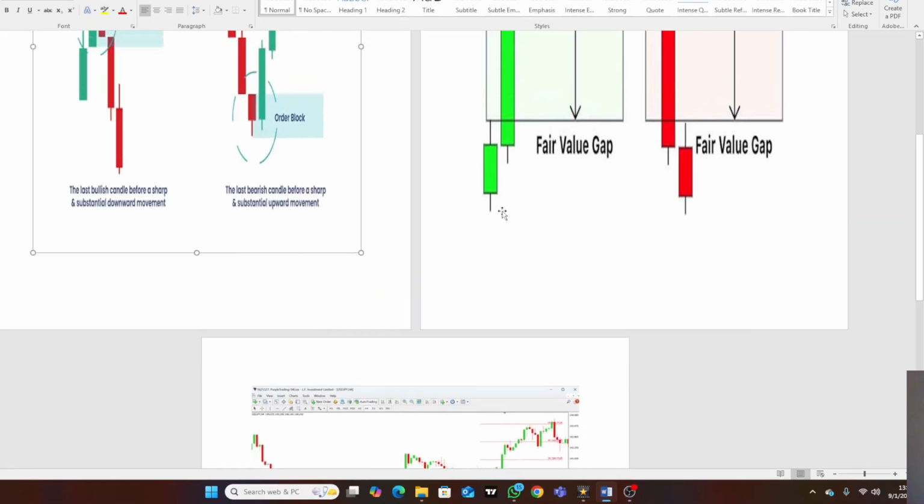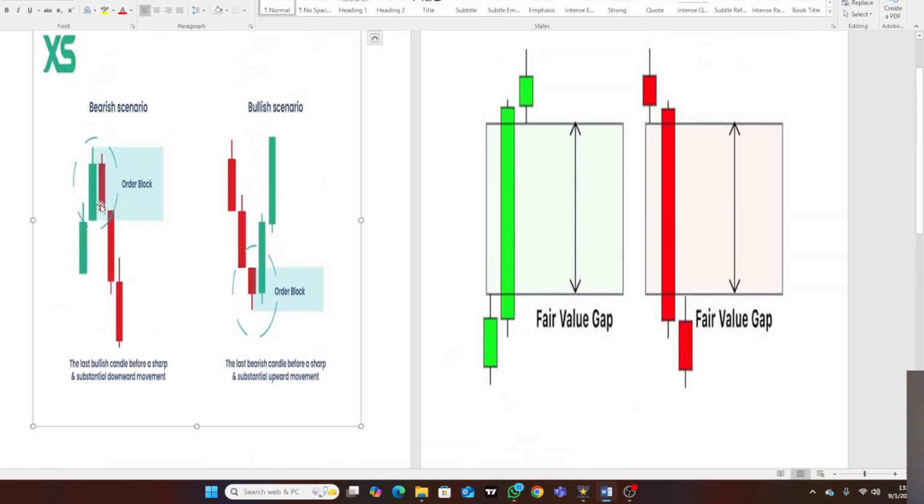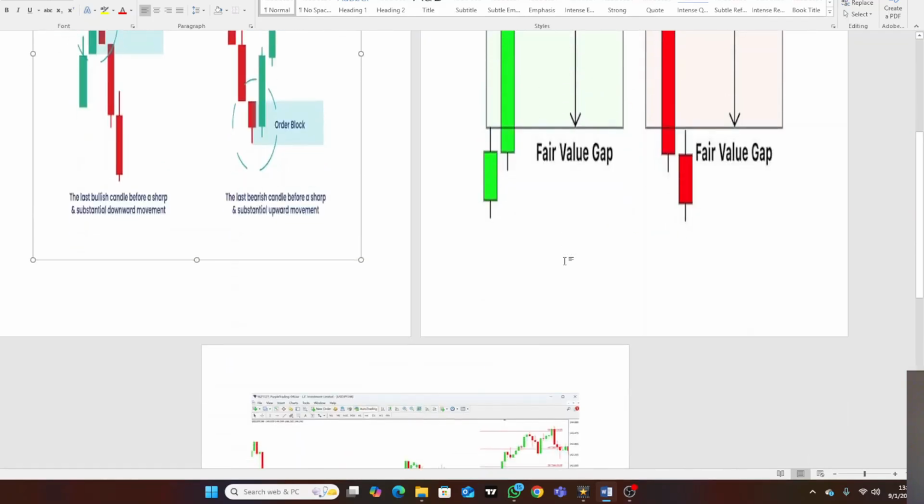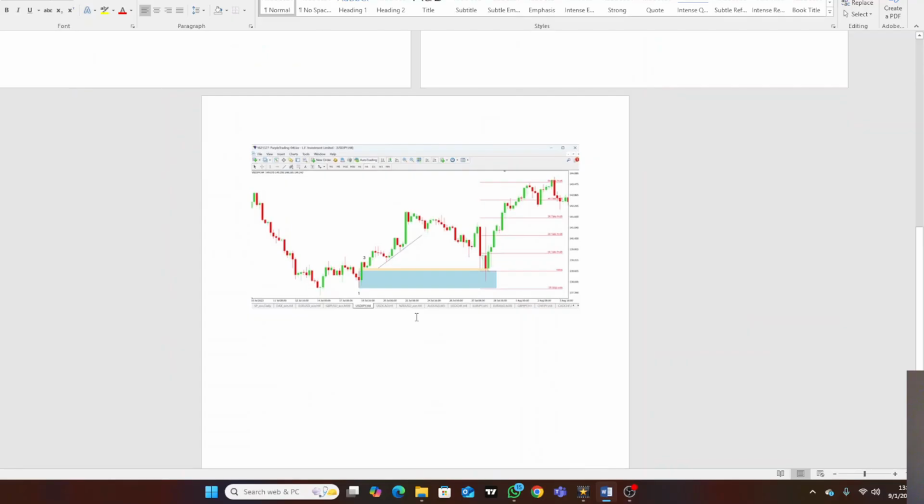And these are the pictures. This is the order block, the downside order block and the upside one. These are fair value gaps. This is the real life chart. Now we are going to look at real life charts, and I'm going to show you order blocks and fair value gaps.